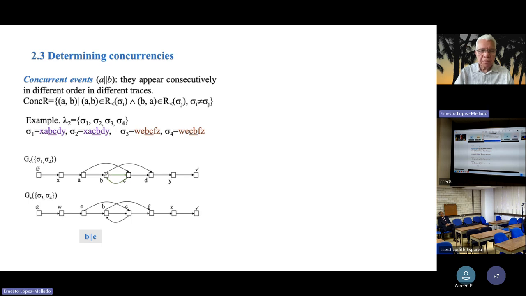Where you can see in one trace you have the precedence BC and in the other precedence CB, in different order. So we can determine that these two events are concurrent.